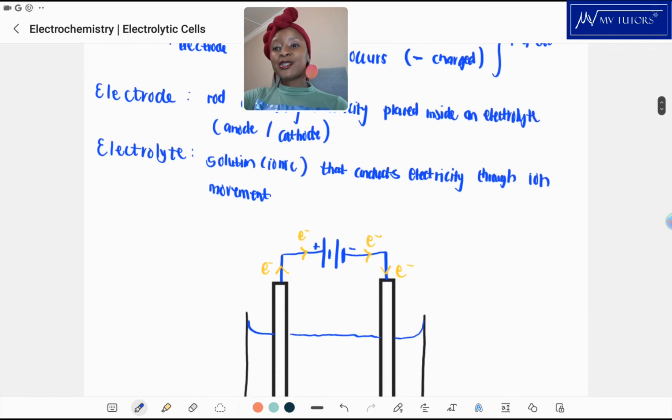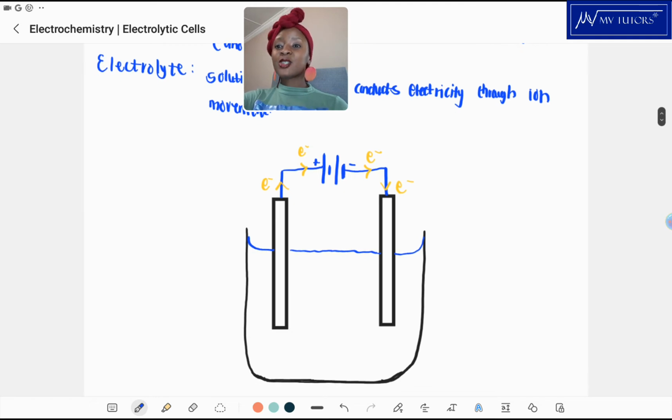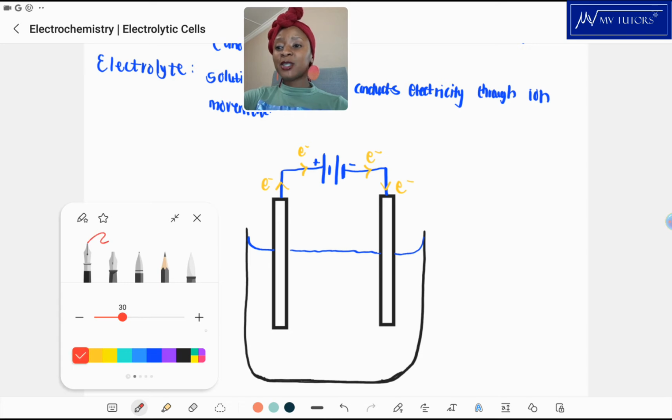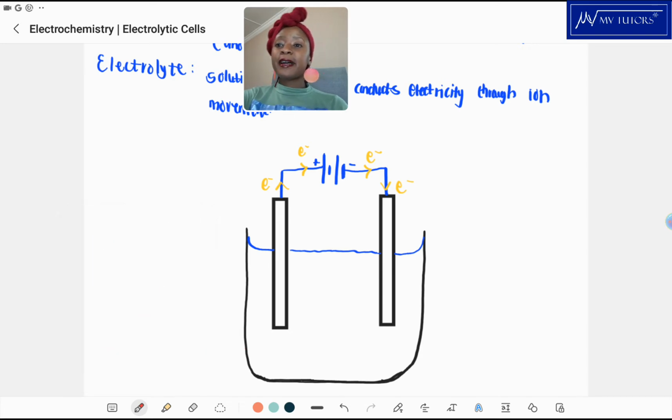All right, so now we get to our sketch. Which one is the anode? Which one is the cathode? For the electrolytic cell, let me just choose a different color. Like we said, we are taking electrical energy and using it to produce chemical energy. So we need a power source over here, whatever power source you can get.